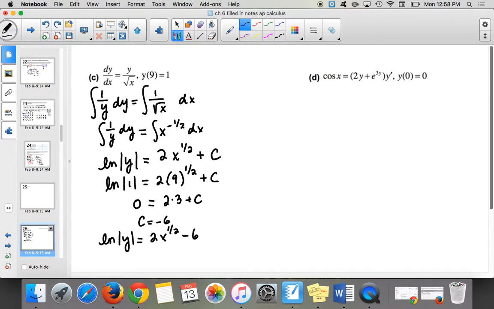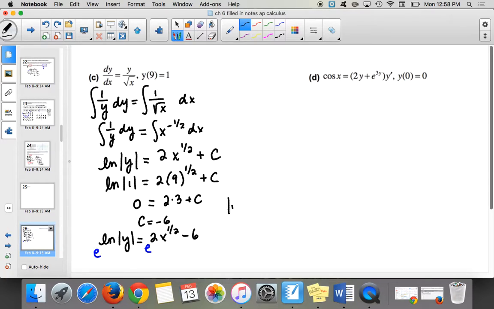Okay, and I can actually solve for y. Some of them are tricky, like sometimes it's not really a function. You can't get the y by itself. But if you can, solve for y. So how do I get rid of natural log? Yeah, it's e. It's like e raised to both sides. So it's kind of weird looking. So it's going to look like this.